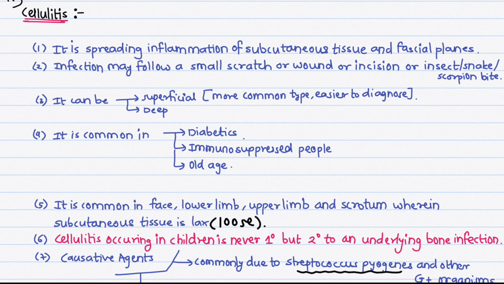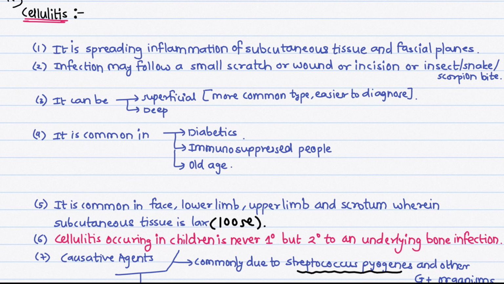It can be superficial or deep. The superficial is more common type and easier to diagnose. Fourth one, it is common in diabetics, immunosuppressed people and old age. Then fifth point, it is common in face, lower limb, upper limb and scrotum. Why? Because the subcutaneous tissue is lax or loose over there.